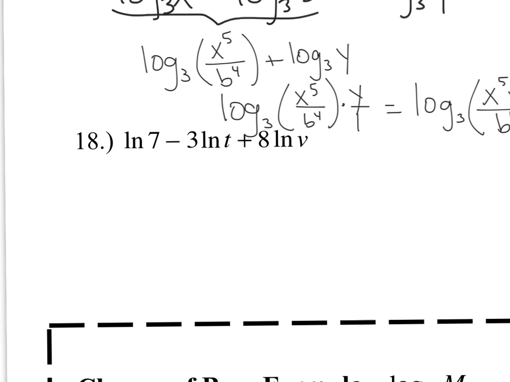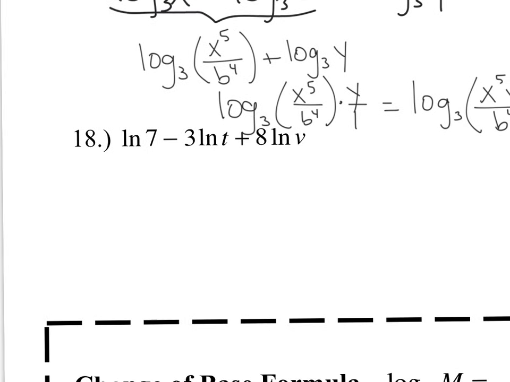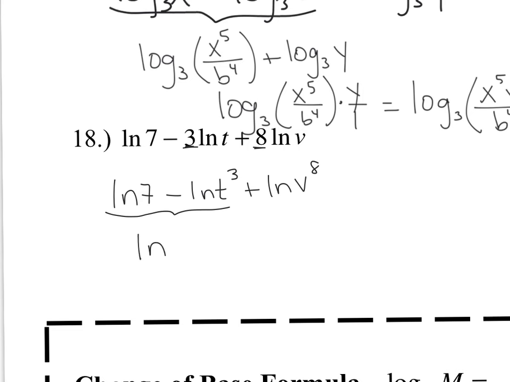Number 18 involves natural logs, which have the same exact properties as regular logarithms, because they are logarithms. Again, the first step I'm going to do is take the exponent, or the coefficients, the 3 and the 8, and move them up as exponents. So you have the natural log of 7 minus the natural log of t to the third plus the natural log of v to the eighth. And just like the other problems, I'm going to condense my first two logs together first. And since it's subtraction, I'm going to use my quotient property, which means that I'm going to divide 7 by t cubed.